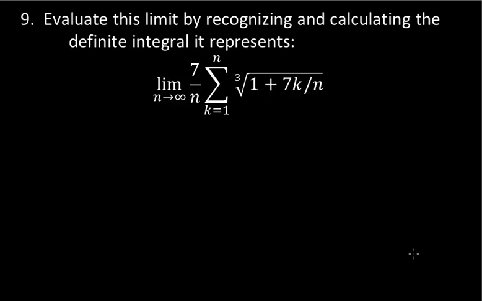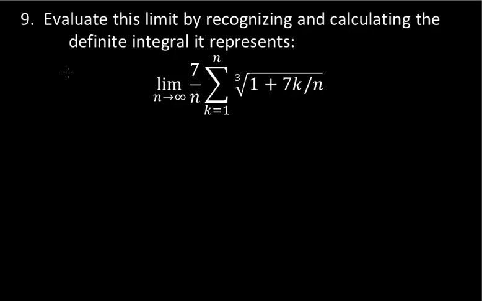Evaluate this limit by recognizing and calculating the definite integral that it represents. So this is a Riemann sum, and it's taking the limit of a Riemann sum as n goes to infinity, so it's a definite integral.